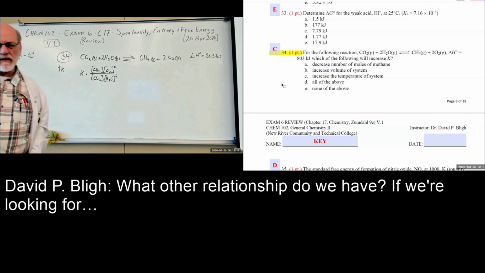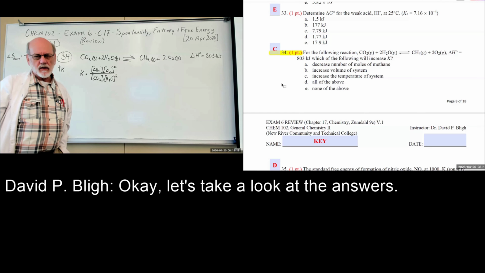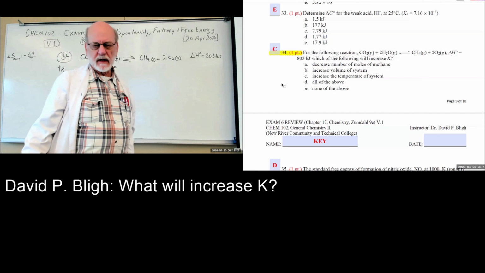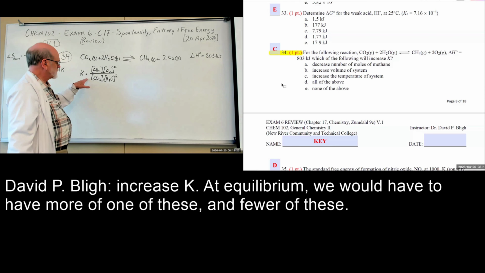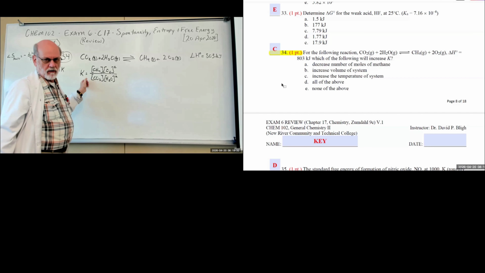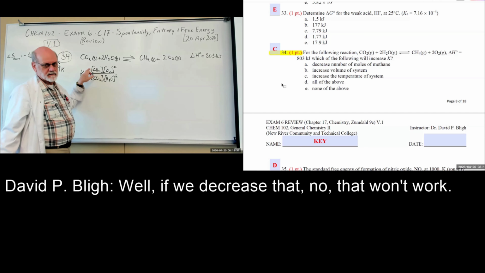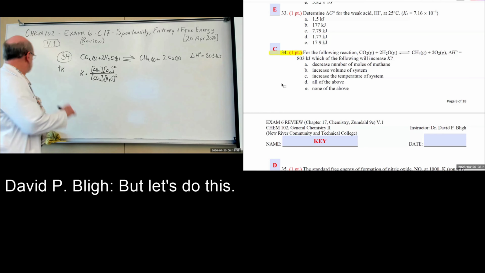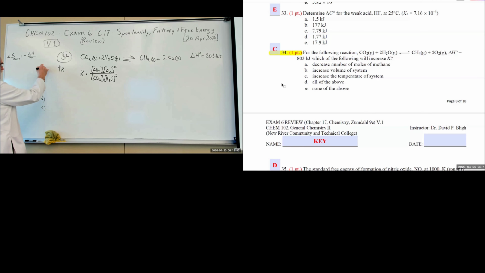What other relationship do we have? If we're looking for, okay, let's take a look at the answers. What will increase K? At equilibrium, we would have to have more of one of these and fewer of these. Decrease the number of moles of methane. Well, if we decrease that, no, that won't work. So let's do this. A, B, C, D, and E. So A is out.